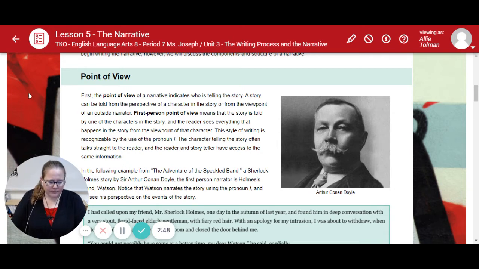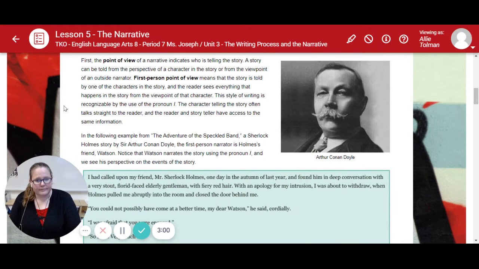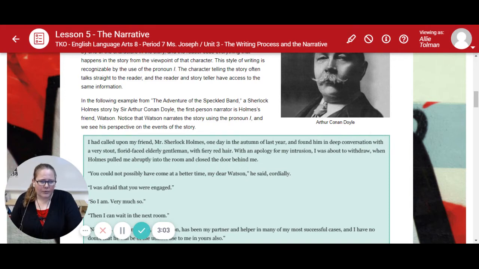This style of writing is recognizable by the use of the pronoun I. The character telling the story often talks straight to the reader, and the reader and storyteller have access to the same information. In the following example from The Adventure of the Speckled Band, a Sherlock Holmes story by Sir Arthur Conan Doyle, the first-person narrator is Holmes' friend, Watson. Notice that Watson narrates the story using the pronoun I, and we see his perspective of the events of the story.